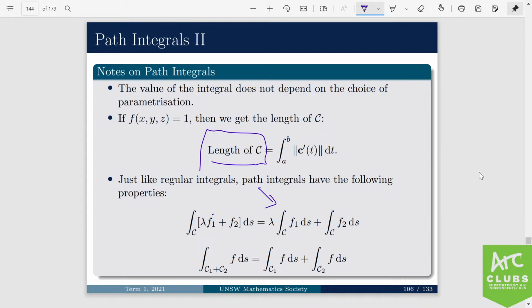so we can split them up. So we can take the lambda out and get lambda times the integral of f1 and separate it and get plus the integral of f2. So integrals preserve, line integrals preserve linearity. So I meant path integrals, but line integrals also do. And you can also split the bounds, like with a regular integral.